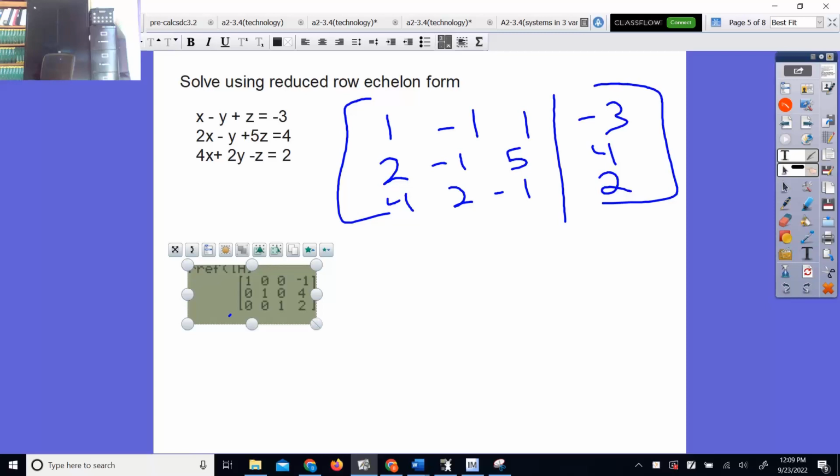What's it say X is? What's it say Y is? What's it say Z is? 2. X, Y, Z.